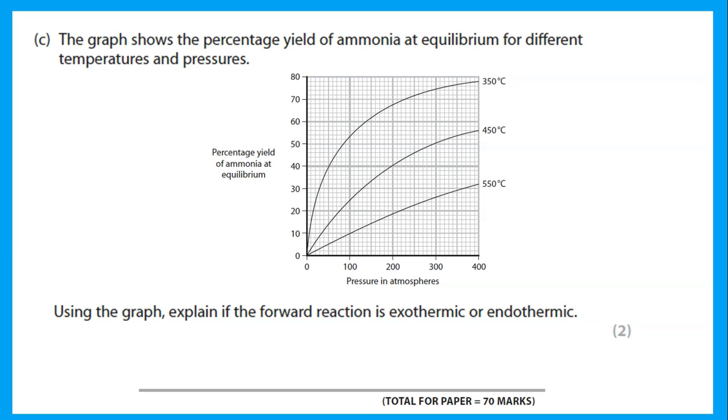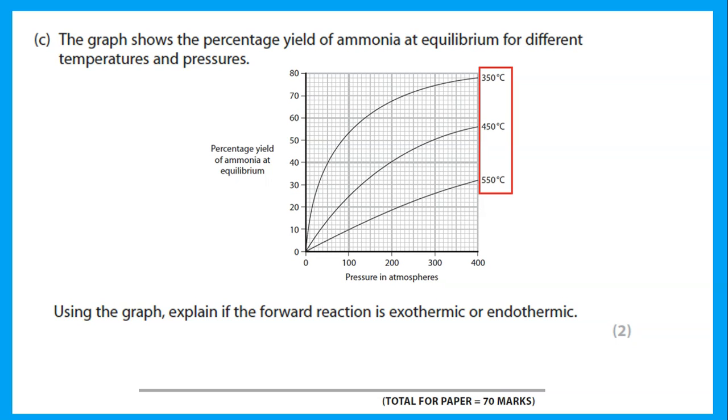The graph shows the percentage yield of ammonia at equilibrium for different temperatures and pressures. Using the graph, explain if the forward reaction is exothermic or endothermic. How do we know that? You should realize that if the forward reaction is exothermic, that means when we increase temperature, the reaction should go backward. Remember, increasing temperature, the reaction goes endo. So if I increase the temperature and I get more ammonia, then the reaction is endo. If I get less ammonia, then the reaction is exo.